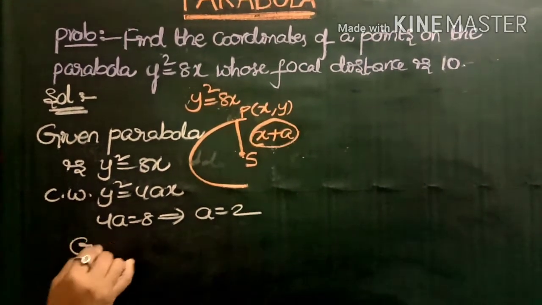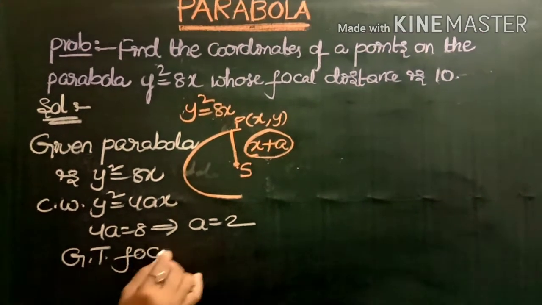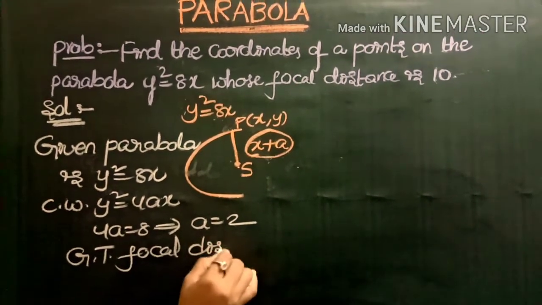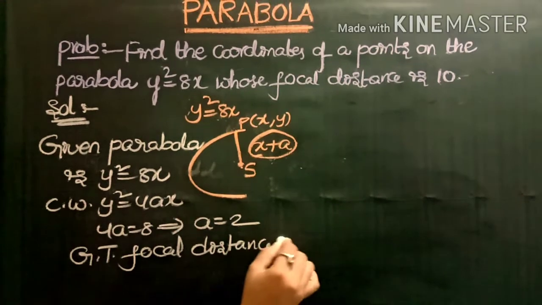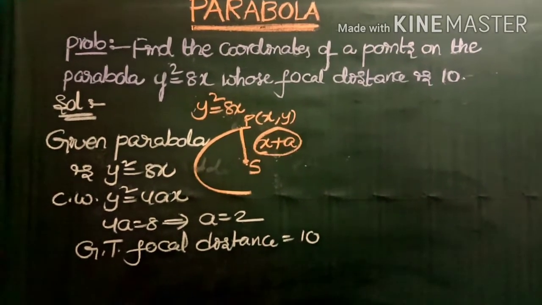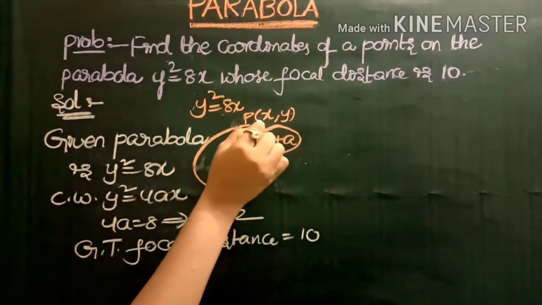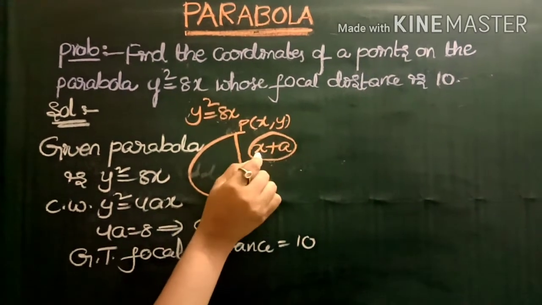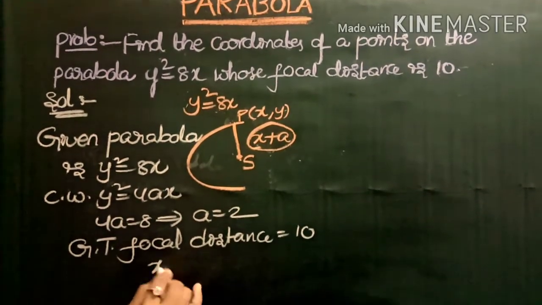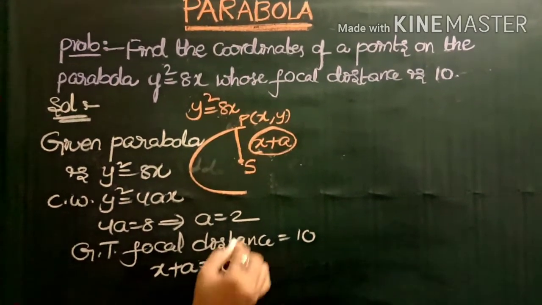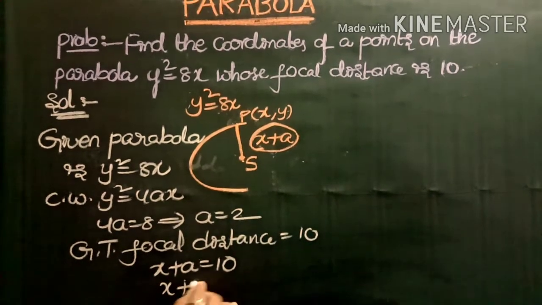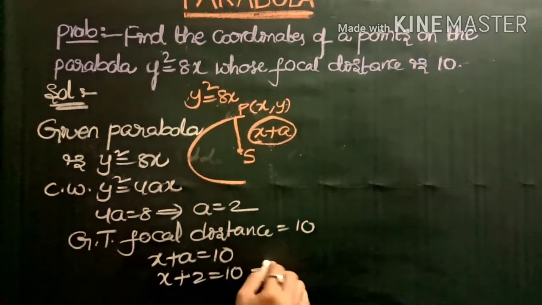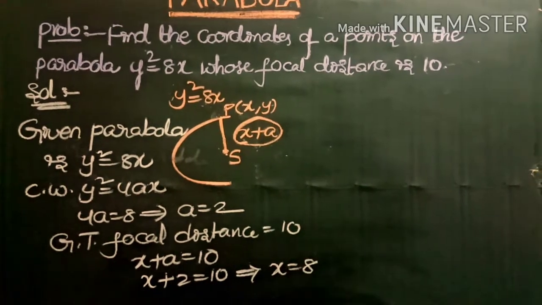And also given that the focal distance is equal to 10. Focal distance means the formula is x plus a, or x1 plus a. Here we take x comma y as the point on the parabola, so we write the formula as x plus a. So x plus a is equal to 10. Already we have a is equal to 2 here. That is x plus 2 is equal to 10, which implies the value of x is equal to 8.